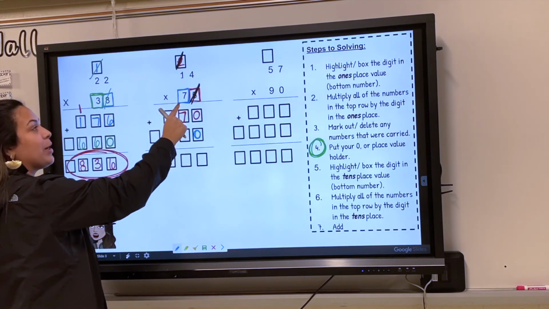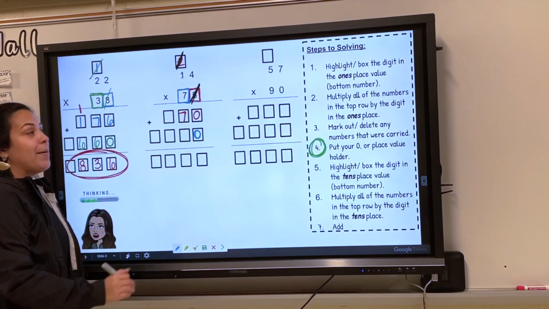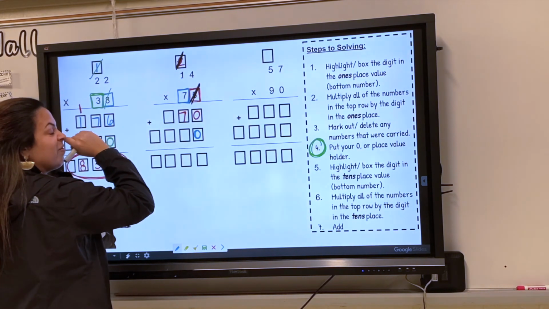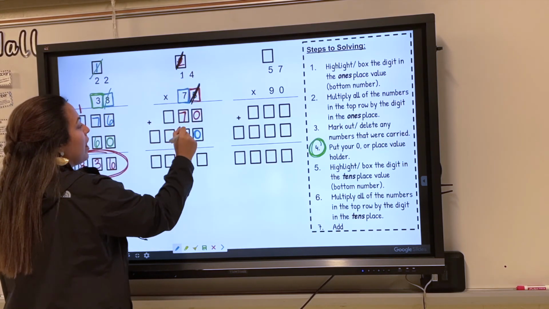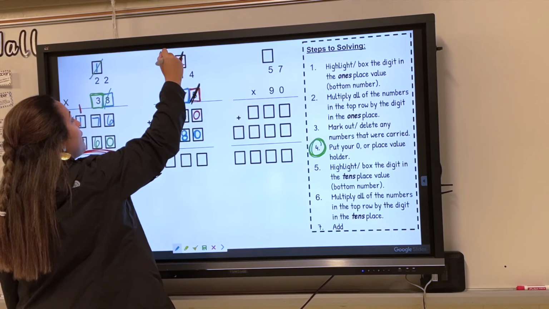I know that 7's right here, so you may want to do 7 times 1, but we don't want to do that. We always want to start with the 4. Okay? So 7 times 4 is 28. I'll put my 8, carry my 2 over here.